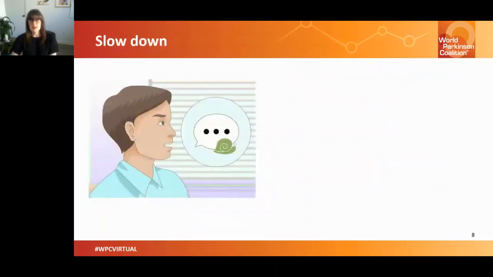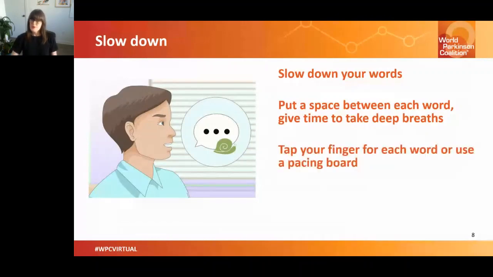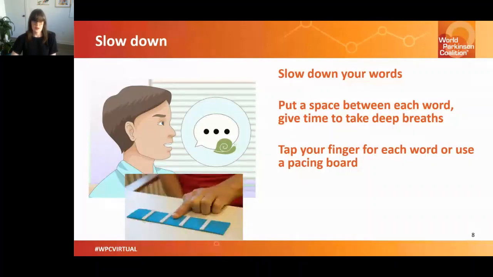Now looking at speaking slower, slowing down on the rate of our speech. You can think about what you're saying and try to slow down. You can think about putting a space in between each word or give time to take those deep breaths. Again, breath support is very important for clear speech. You can tap your finger on a desk or your leg or use a pacing board. So this looks like this. You would tap in each area for each word, and that slows us down.